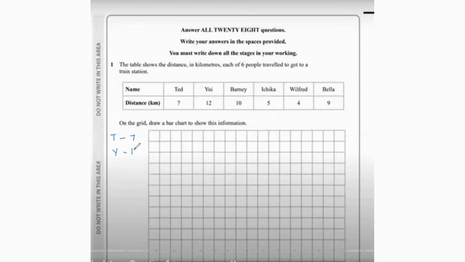For Ted, it's 7. For Yui, it's 12. For Barney, it's 10. Ichika has 5. Wilfred has 4. And Bella has 9 kilometers.